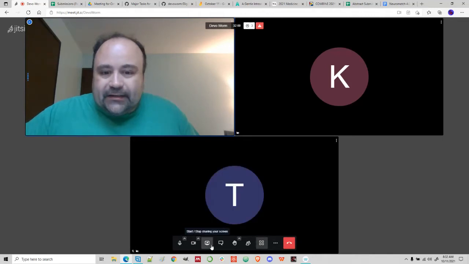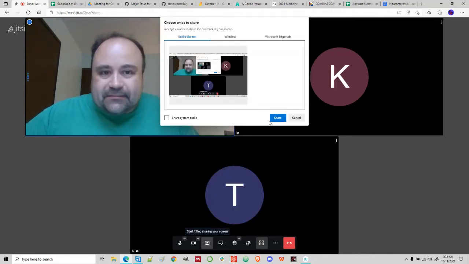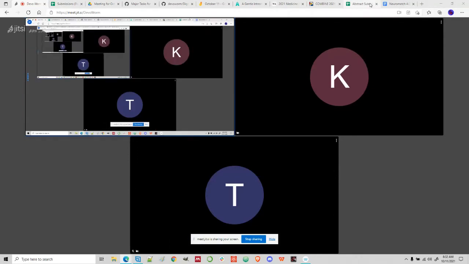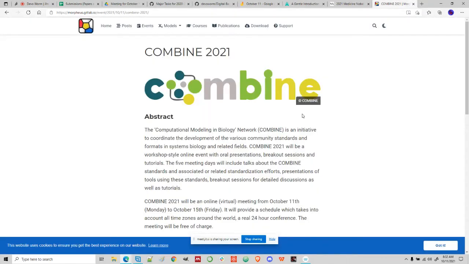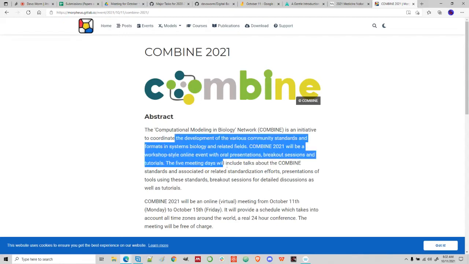I can go back and I want to continue on with some of the stuff. So we have this abstract submissions down here. Next thing I wanted to mention was that there's this conference that starts today and it goes on, I think, through this week. It's called Combine. This is a conference on computational modeling in biology. This is something that we do here a lot, but I hadn't heard about this until last week. So I'm going to attend a couple of sessions here.